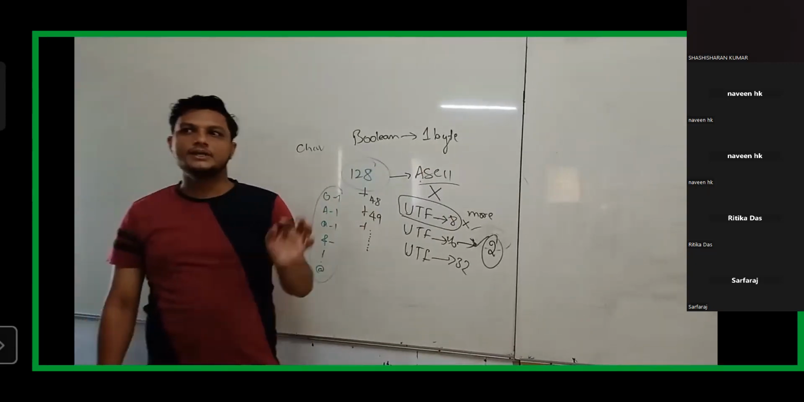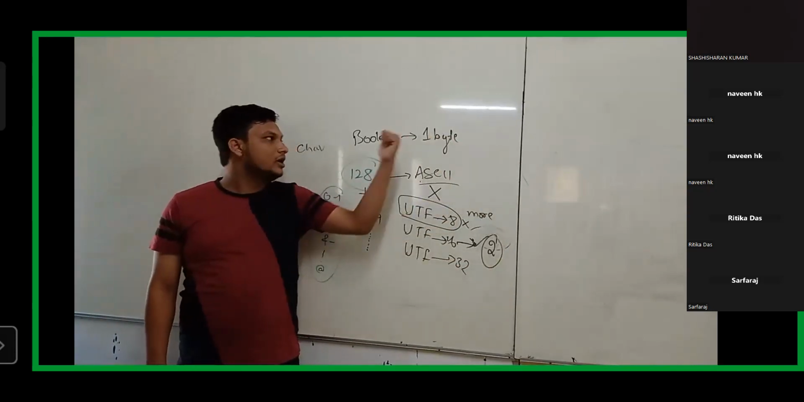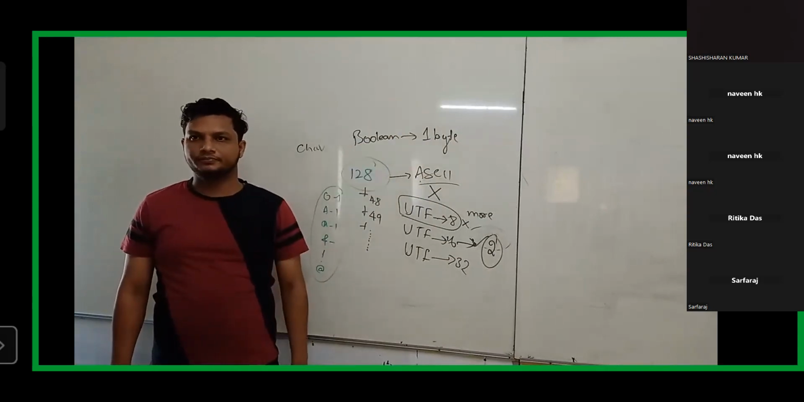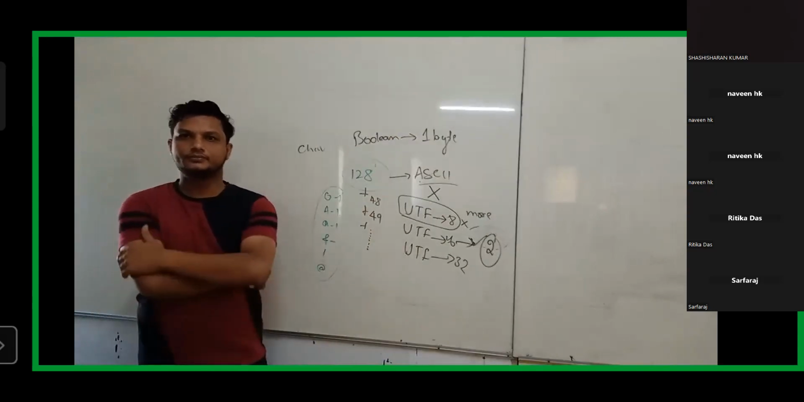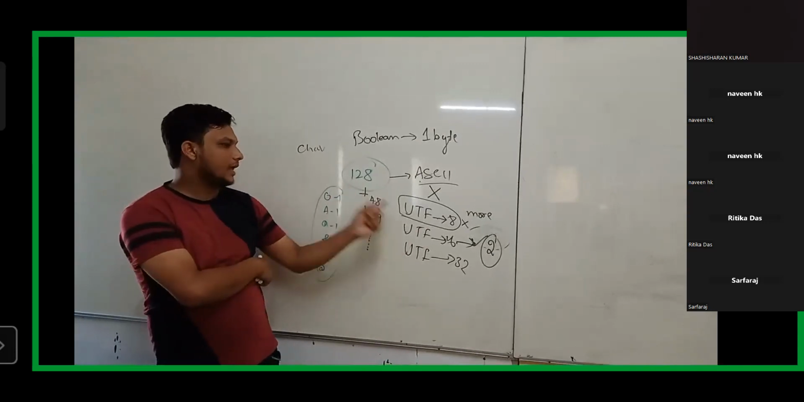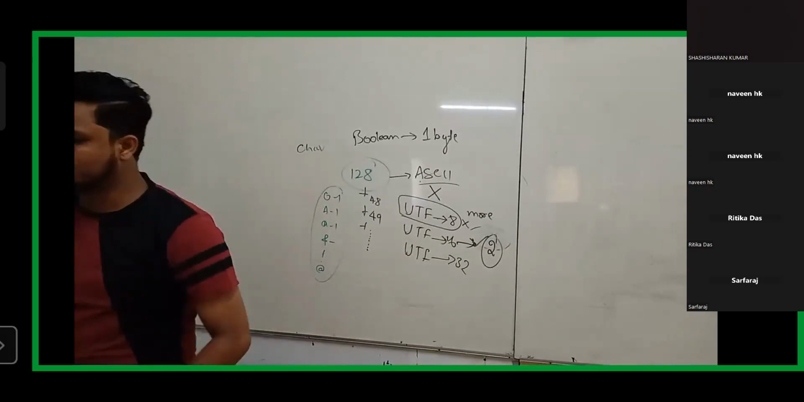Clear? Java uses UTF-16, which allocates 2 bytes of memory. Boolean will allocate 1 byte, which always depends on the JVM. This is the story. Is it clear? Make a note of that. Character allocates 2 bytes. Boolean depends on the JVM, but tends to store 1 byte of memory.